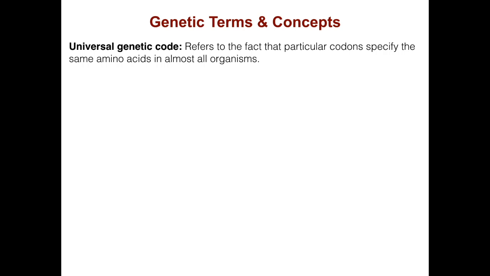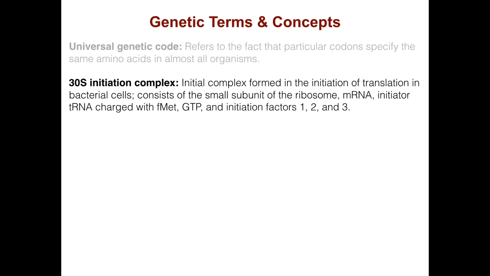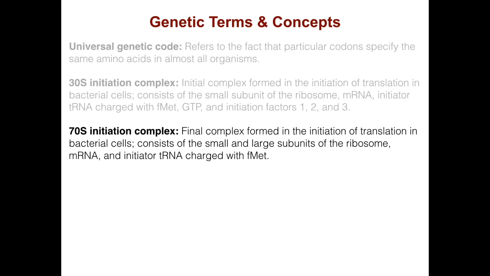30S initiation complex. Initial complex formed in the initiation of translation in bacterial cells consists of the small subunit of the ribosome, mRNA, initiator tRNA charged with F-methionine, GTP, and initiation factors 1, 2, and 3. 70S initiation complex. Final complex formed in the initiation of translation in bacterial cells consists of the small and large subunits of the ribosome, mRNA, and initiator tRNA charged with methionine.